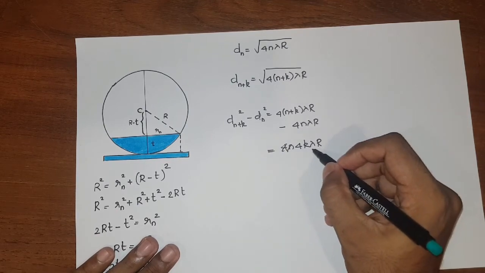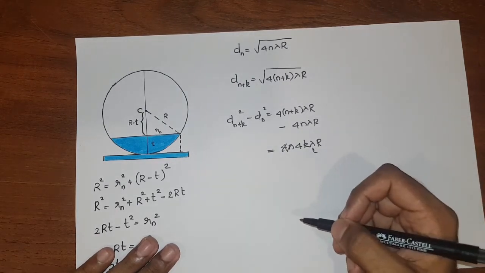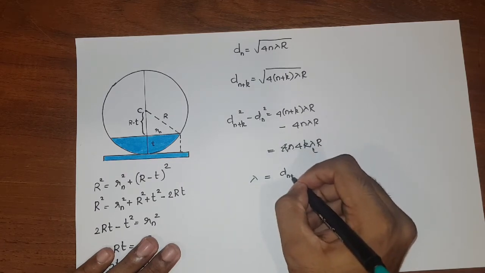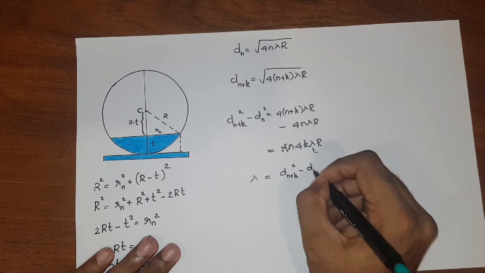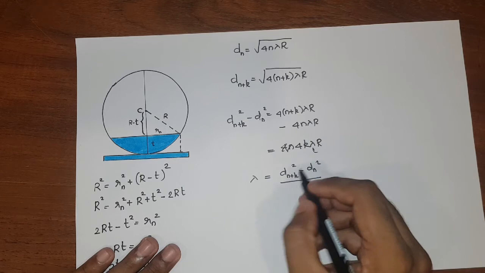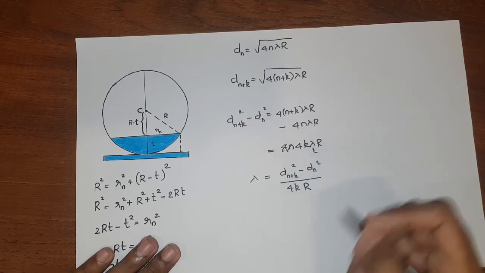And here we have the lambda which we require. So just rearrange that. Lambda will be equal to this term, that is D(n+k) square minus D(n) square, divided by, retaining the lambda, I am bringing down 4k and R.